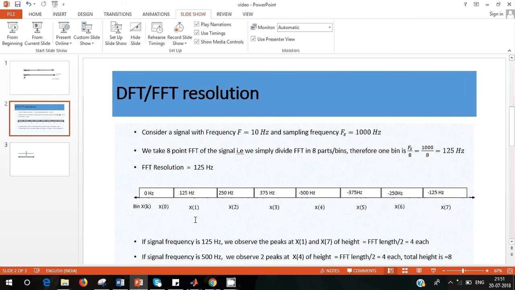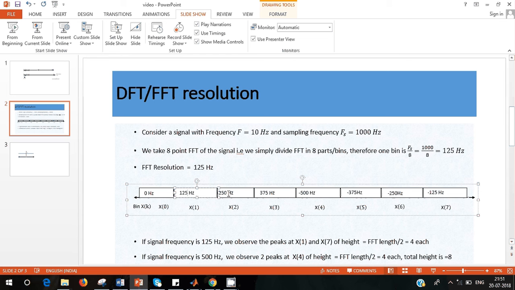Now, if you are applying a sine or cosine signal of 125 hertz, you will get one peak here and another peak here, because your sine or cosine signal contains positive as well as negative frequencies. The main thing is, if your cosine or sine signal has a peak amplitude of 1 volt, here you are getting two peaks of 0.5 volts, just to satisfy the law of conservation of energy.